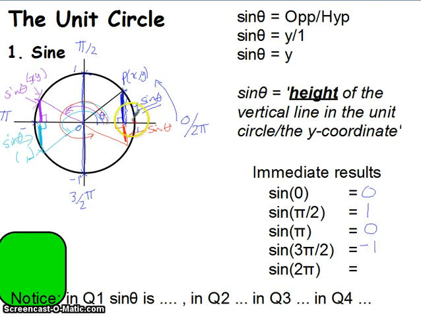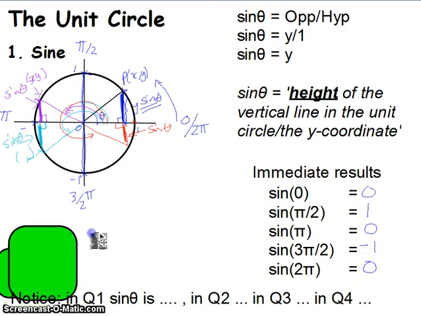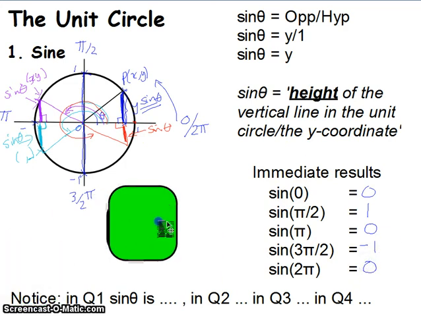And sine of 2 pi means we've come all the way around, and we're back to where we started again at sine 0. So that's back to 0 again. So those are some immediate results. We will look at others, but not right now.